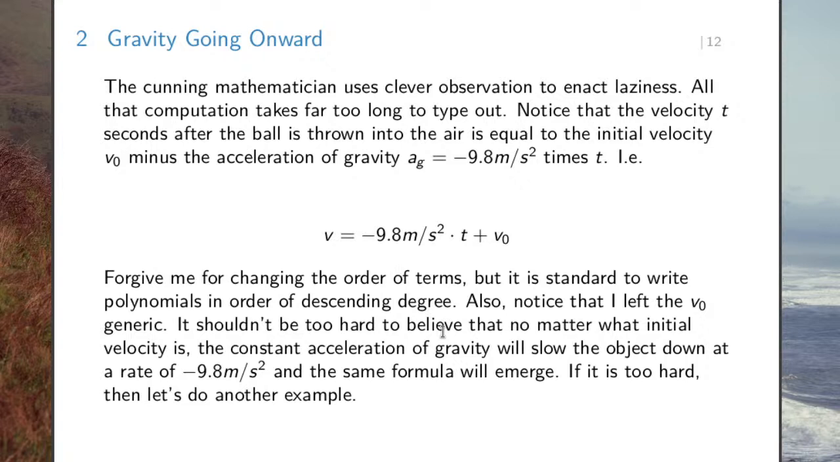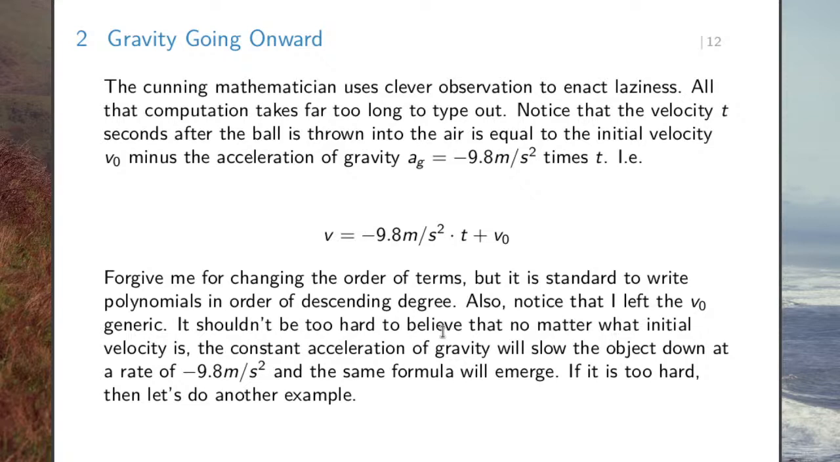And again, the cunning mathematician uses clever observation to enact laziness. A la the Green Goblin, right? The cunning warrior attacks neither the head nor the mind. The heart, Osborne. Whatever.